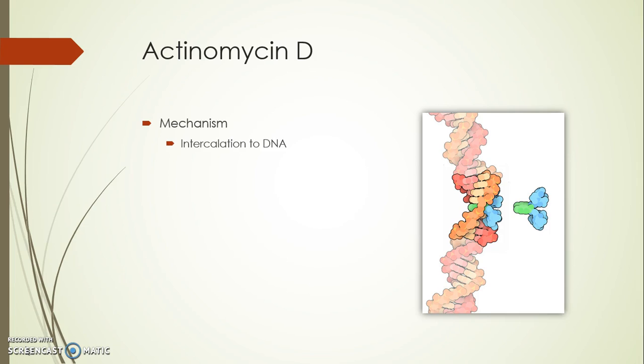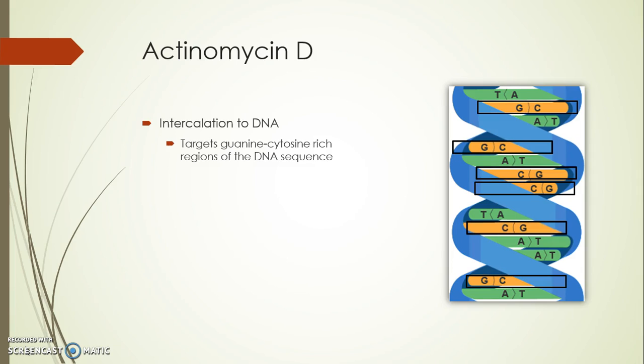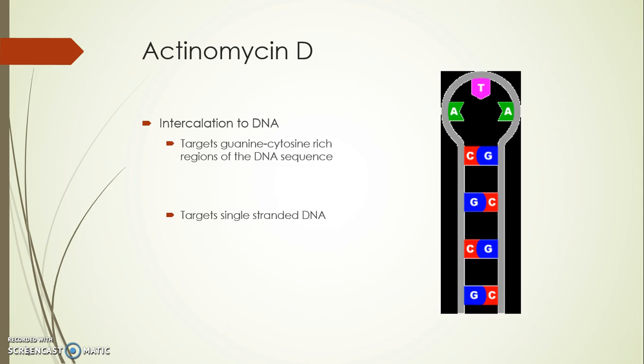The main mechanism of actinomycin D is to insert itself into the double-stranded DNA molecule in specific regions. To the right of the screen, the drug molecule, which is shown in blue and green, can be seen entering the double-stranded DNA. The specific regions that are targeted by the drug are those that are rich in guanine and cytosine bases, identified by the boxes in the diagram to the right.